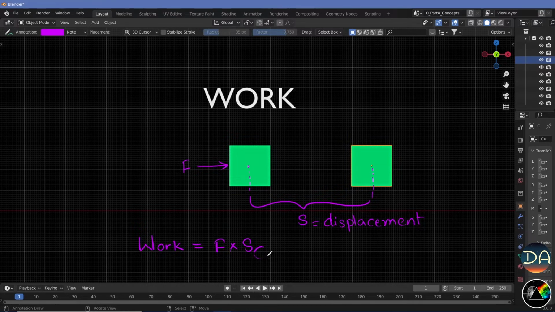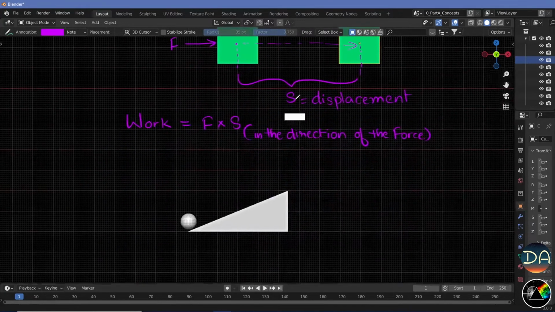But it's very important that the displacement is in the direction of the force. So what does it mean in the direction of the force? This means that when we apply a force in this direction, it's not necessary that the body is going to also move in this direction. Let's take a look at an example of such a scenario.